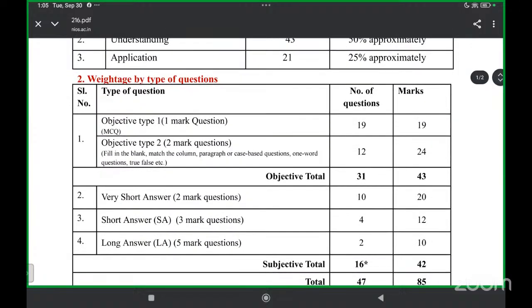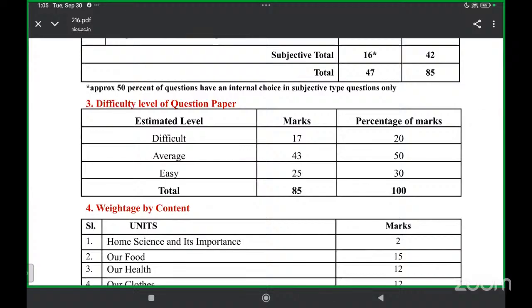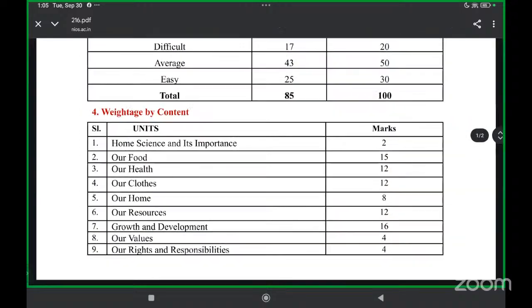Then you're having the difficulty level. 20% of the paper will be difficult, 50% will be medium, and 30% of the paper will be easy.